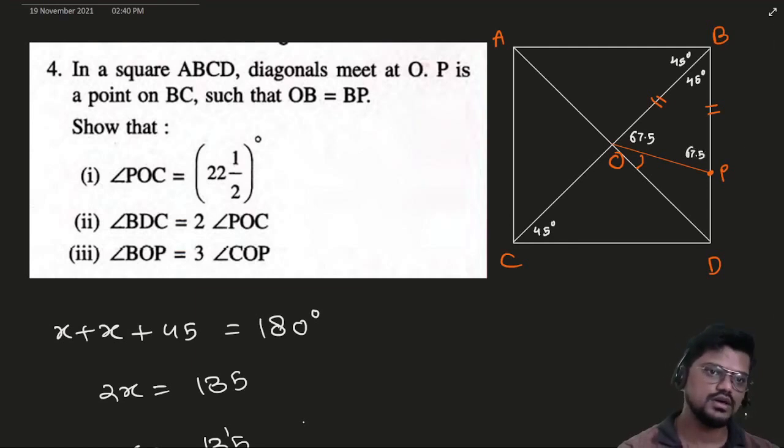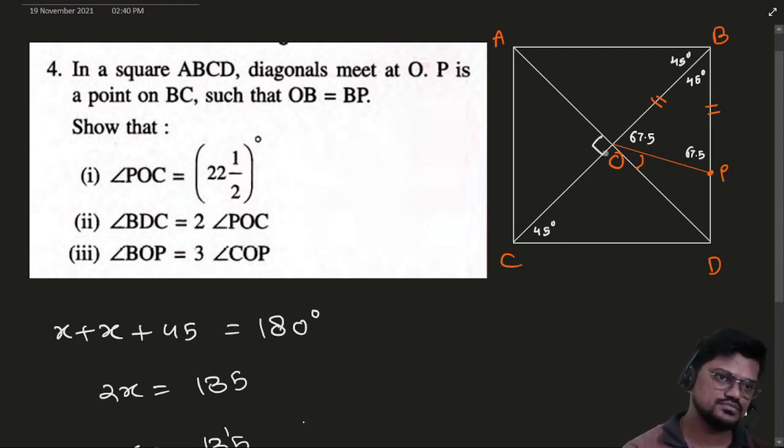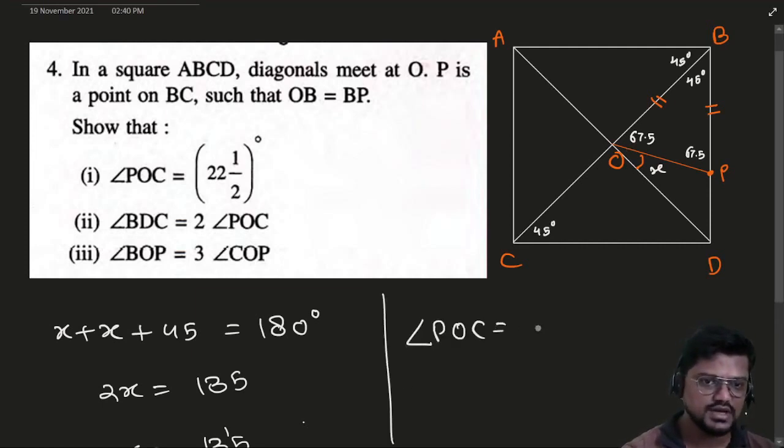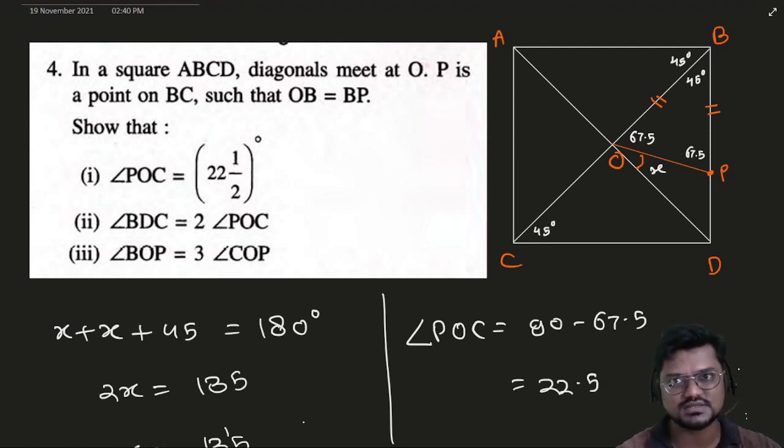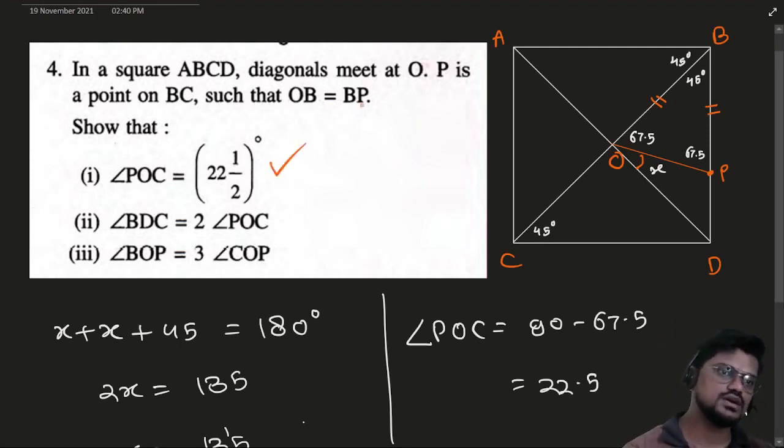The diagonals of a square are perpendicular, yes or no? So what will be this angle? This is perpendicular, so 90 minus 67.5. Angle POC will be equal to 90 minus 67.5. That gives me 22.5, and that's my answer. Got it? You'll be able to write it properly with steps.